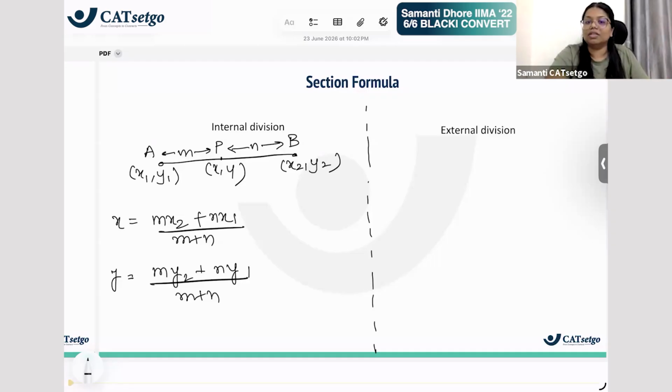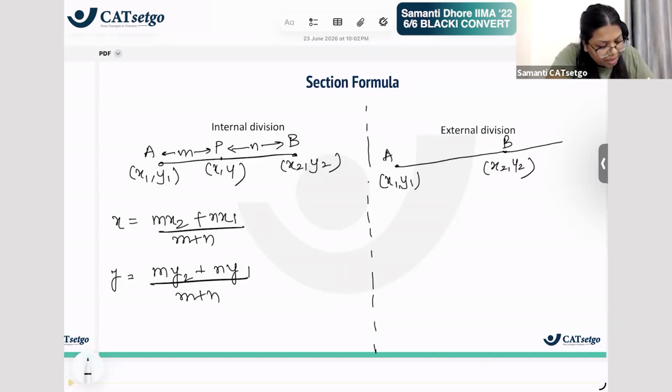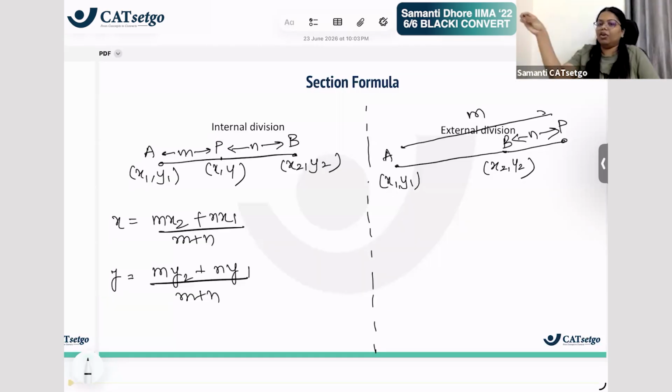Basically, there is this external division. What is external division? Let's say there is this segment with points A and B, which we just drew, and now x1, y1, x2 comma y2, and some point P is externally dividing it in the ratio m is to n. मतलब ये m है और ये n है, right? External division. P to A is m, P to B is n. यहाँ पे internal division था, यहाँ पे external division है.